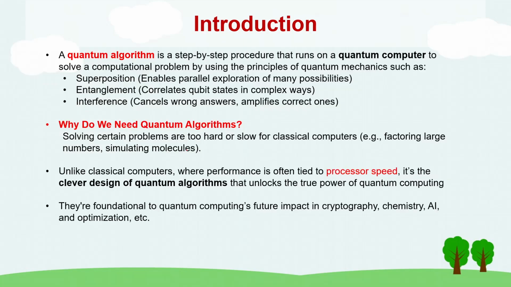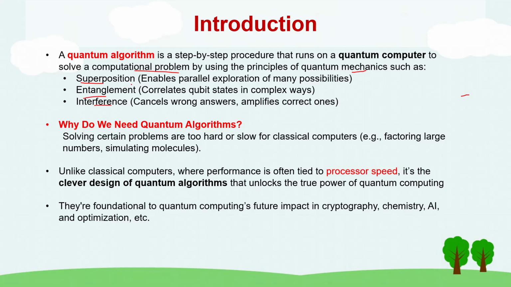So what's a quantum algorithm? It's a step-by-step procedure, like what you see in a classical algorithm. The only thing is it runs on a quantum computer to solve a computational problem. So that is also like a classical thing. The major difference is it uses the principles of quantum mechanics such as superposition, entanglement, and interference.